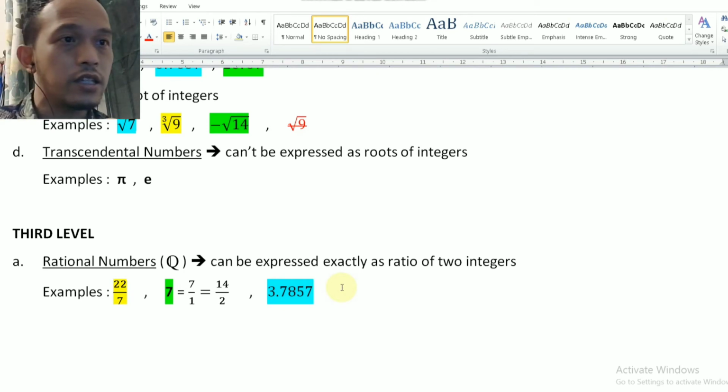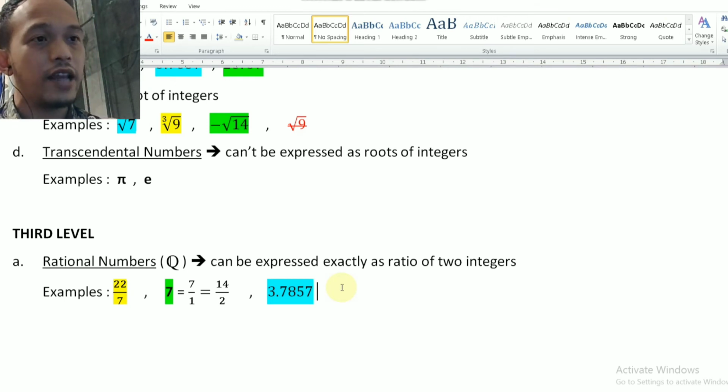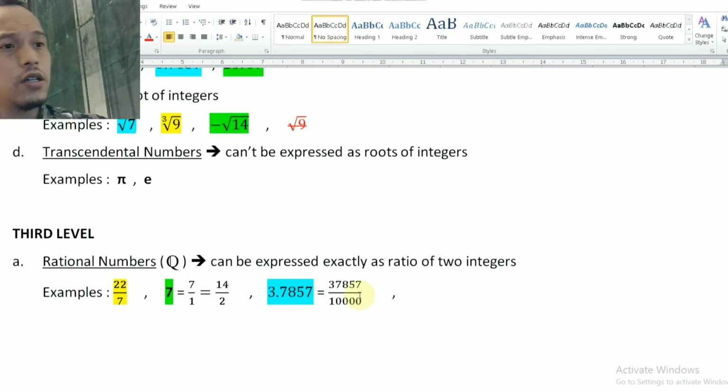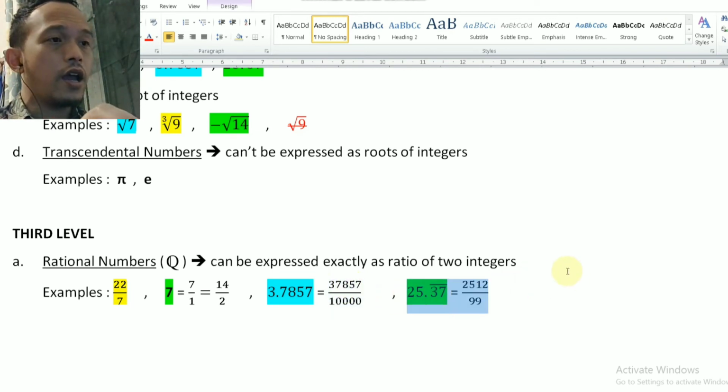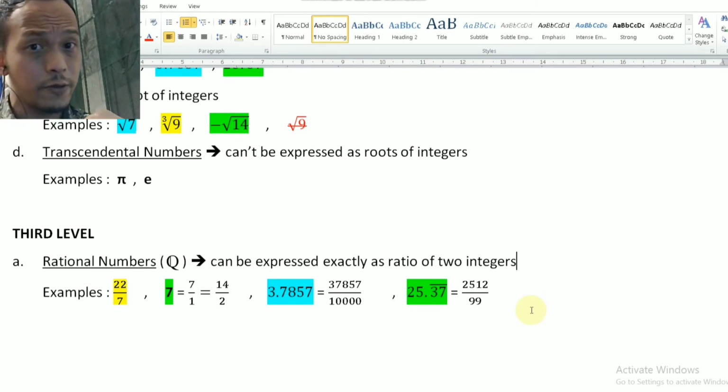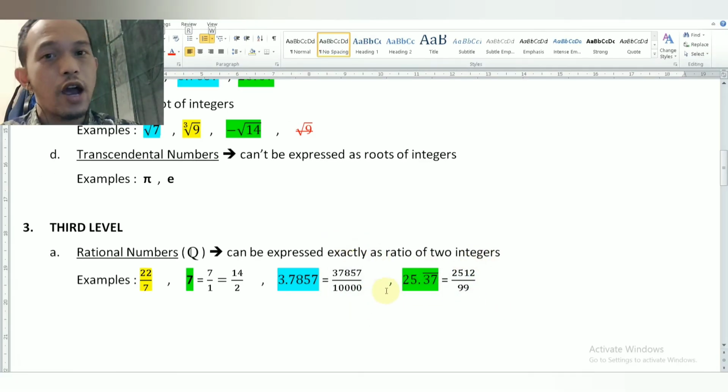How about this one, 3.7857? It is a terminating decimal, so there is an end there. Can it be expressed as a ratio of the integers? Of course. Listen. So this one will be equal to this one, so you have the ratio of two integers. And the last one, how about the repeating decimals? The repeating decimals, surprisingly, can be expressed exactly as a ratio of two integers, not being approximated. It's exactly there. I will teach you in another video how to prove that repeating decimals are rational.